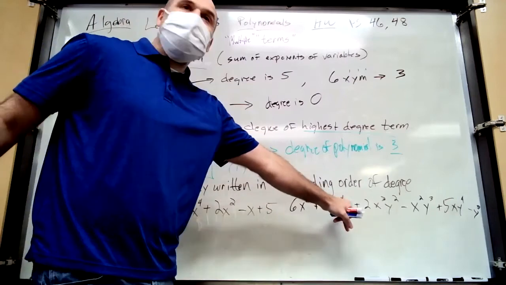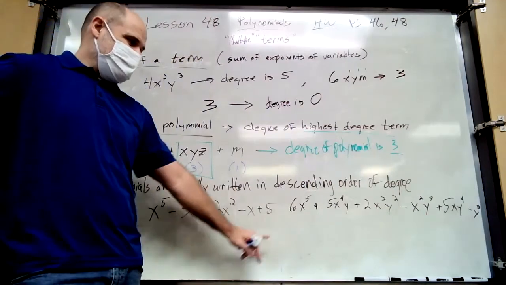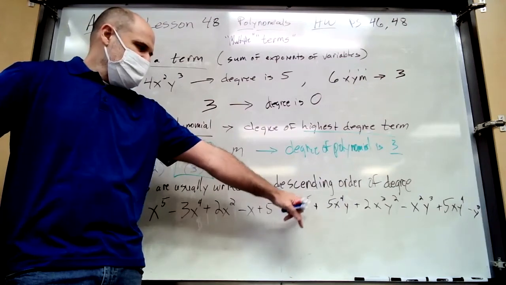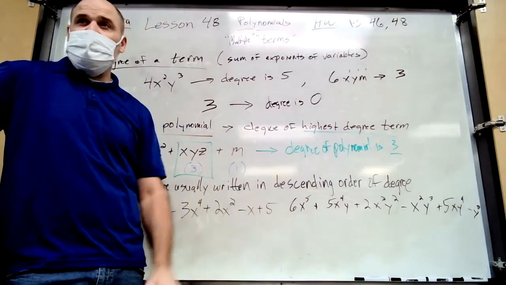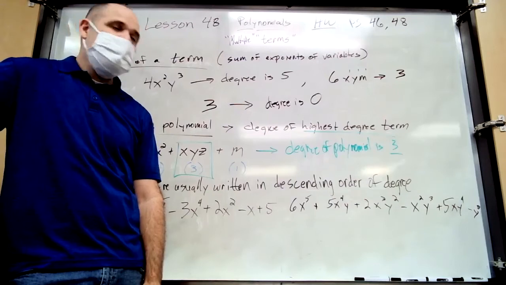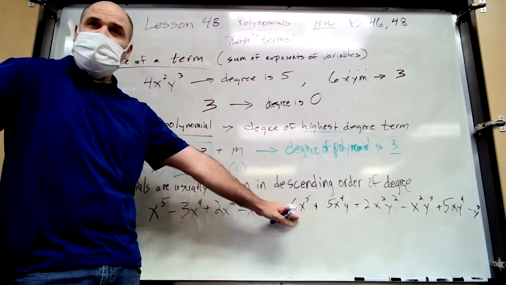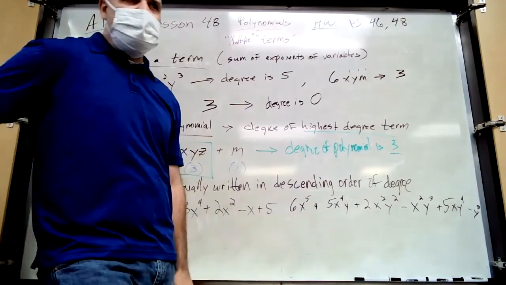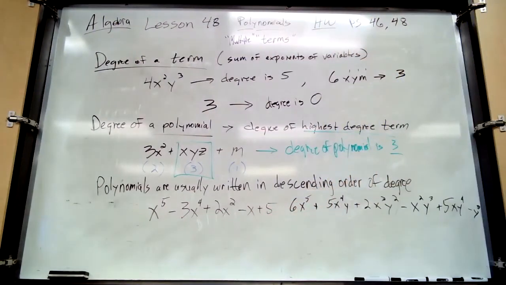Here's 5. 4 plus 1 is 5. 3 plus 2 is 5. 2 plus 3 is 5. Okay, but if I were to spell this out, 6xxxxx, 5xxxxy, 2xxxyy. See how that's all in alphabetical order? Because x's come before y's. All right, so if you have the same degree but different variables, make sure it's in alphabetical order. I mean, that's what I would do. It may not ask you to do this, but it will ask you on one of your tests coming up to put terms in descending order of degree. So you need to know how to do that.